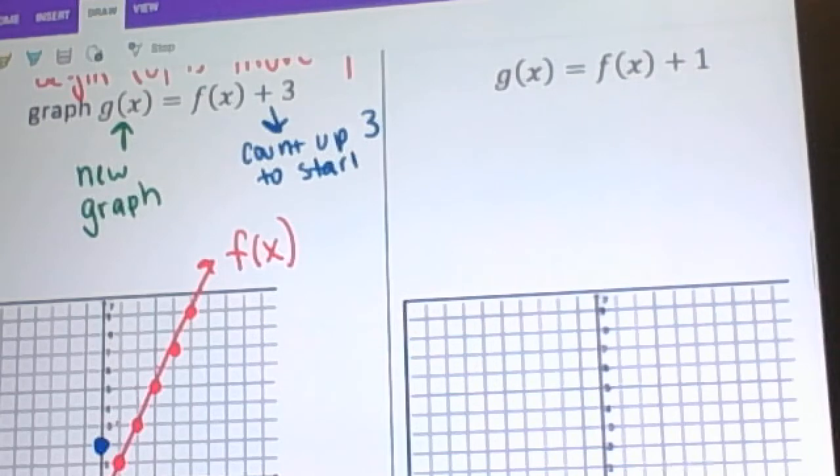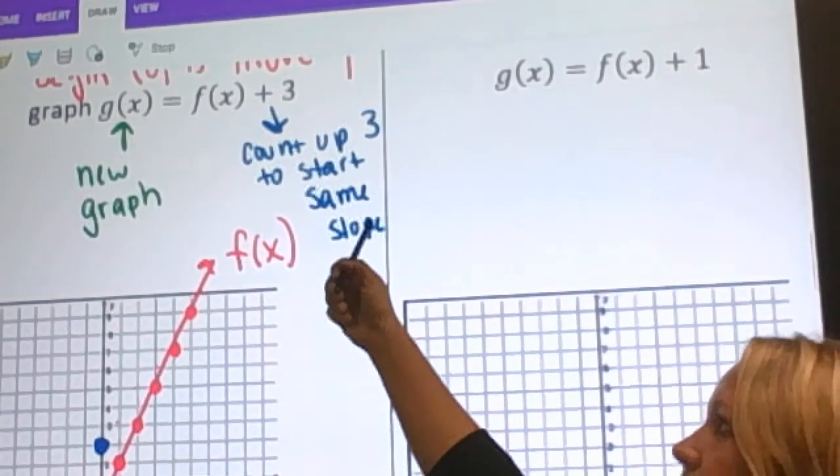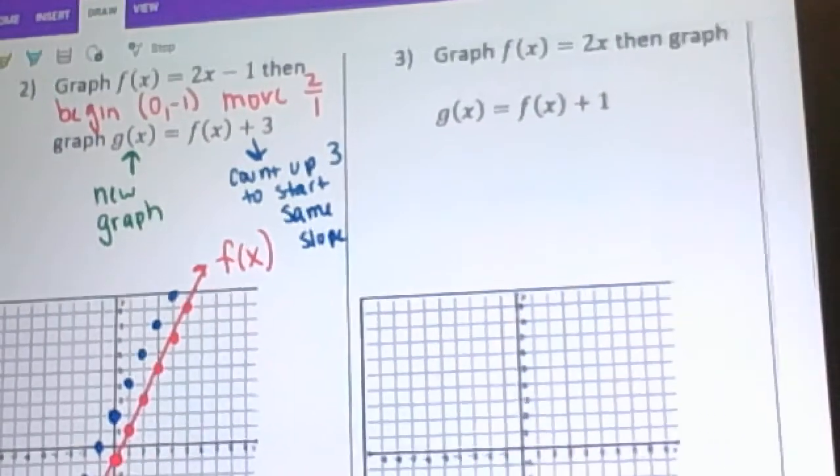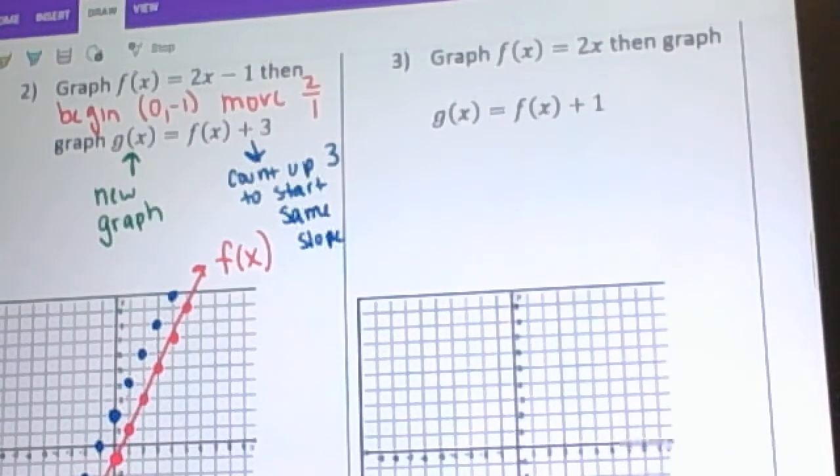I'm going to count up 3 to start, and then I use the same slope I did before. Up 2 over 1. Miss, so the beginning point I just did is wrong, and I need some whiteout. So I go up 2 and then go over 1. Alright, then.